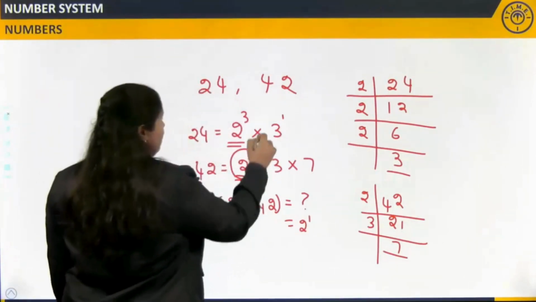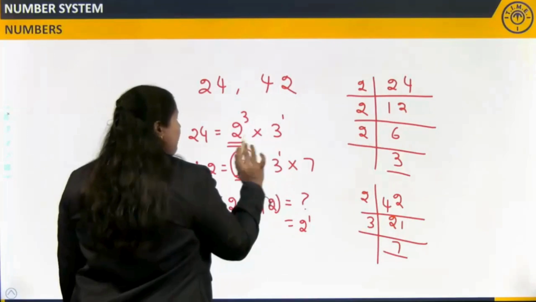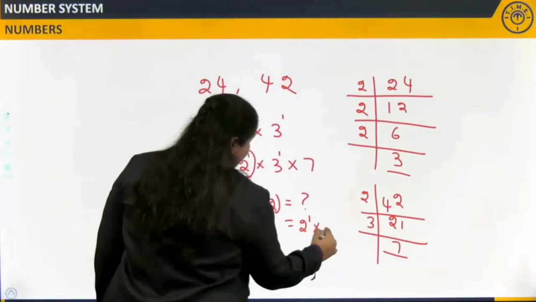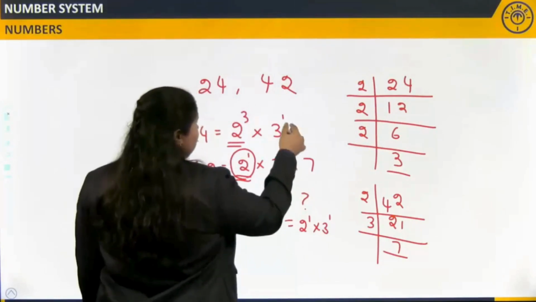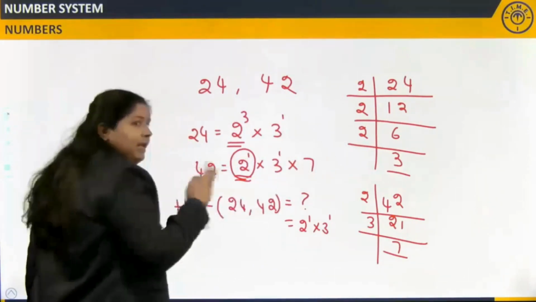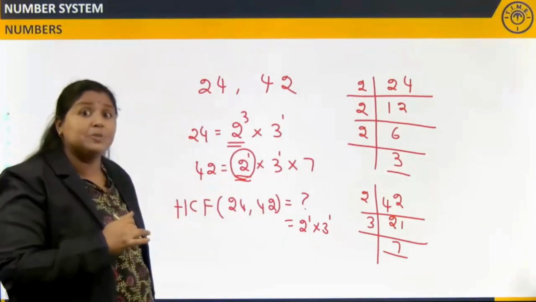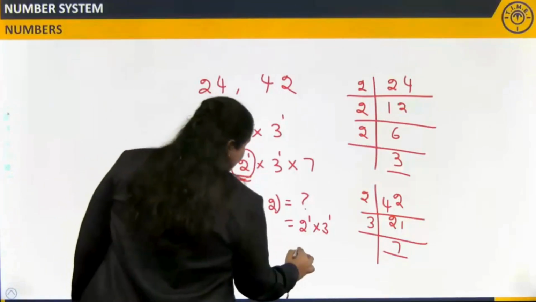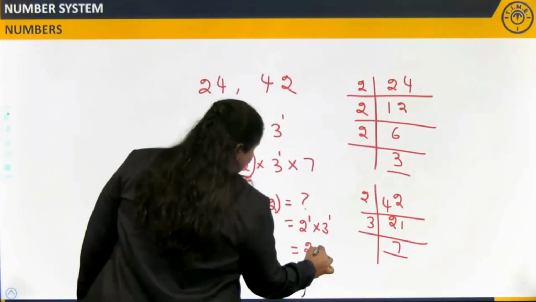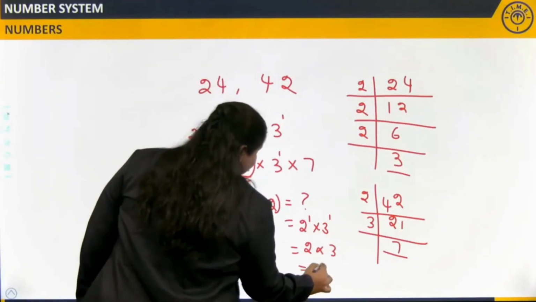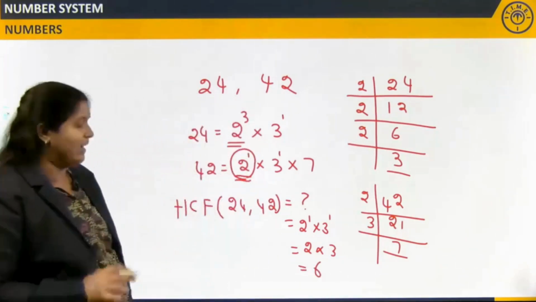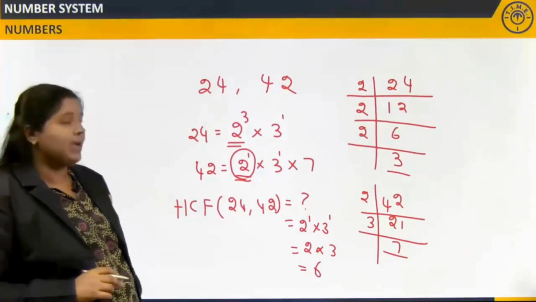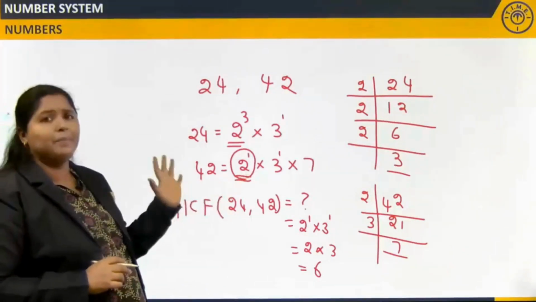Now, go to the next one. 3 power 1 here, 3 power 1 here. Both are same. So, take it. Then, here you have 7, but there you don't have 7. So, you can't take it. It has to be common to both the numbers. So, you can ignore 7. So, what is 2 power 1? Simply 2. What is 3 power 1? Simply 3. 2 3's are 6. Therefore, the HCF of 24 and 42 is 6. So, this is how we do it by prime factorization.